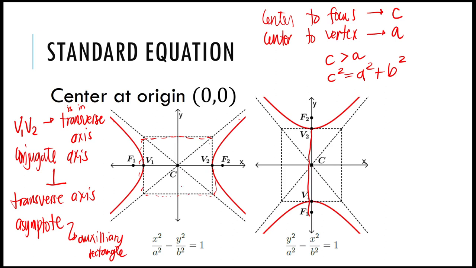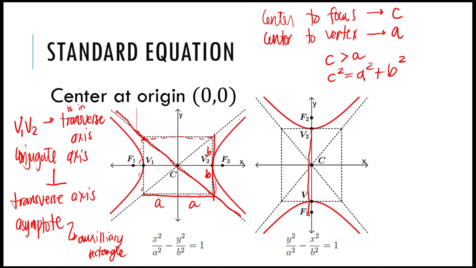Ano yung auxiliary rectangle? Yung auxiliary rectangle is meron siyang length na 2A, as you can see. Tapos, yung isang dimension niya is 2B. Yan po yan. So, 2A at saka 2B. Yung diagonal ng auxiliary rectangle, doon dumadaan actually yung asymptotes. Ito po, ayan.